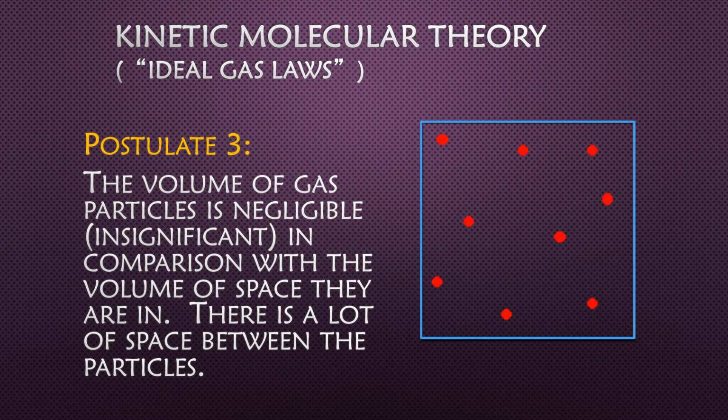The third postulate of this theory talks about the volume of gases. What it says is that if you put a gas in a container, just like in this picture, the gas particles are super far away from each other, and there's a lot of empty space between those particles. So we can just say that gases have no volume, because their particles have so much empty space between them that we can ignore their volume, and gases have no volume at all.